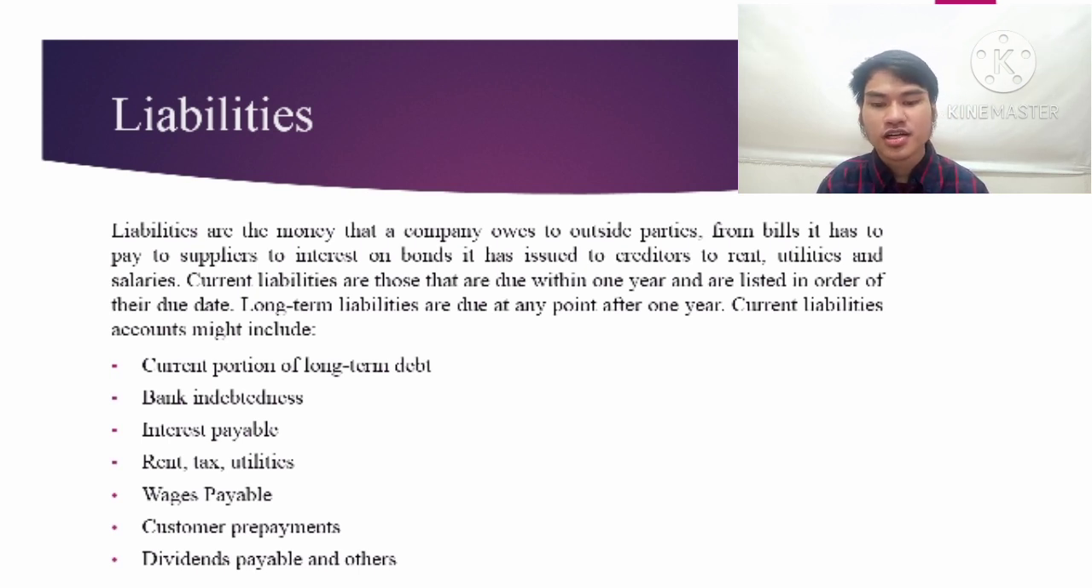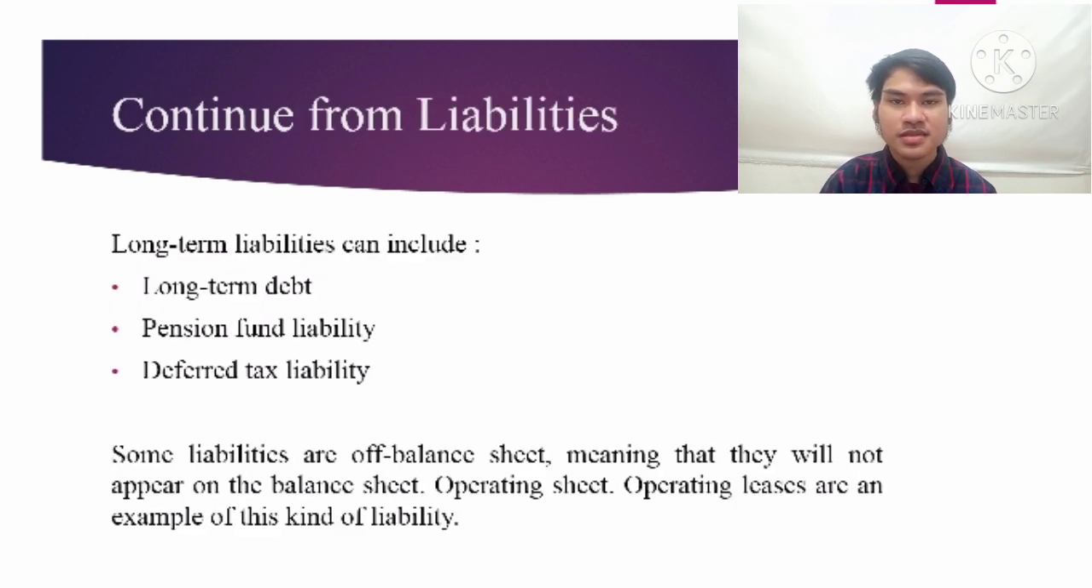Current liabilities accounts might include current portion of long-term debt, bank indebtedness, interest payable, rent, tax, utilities, wages payable, customer prepayments, dividend payables, and others. Long-term liabilities can include long-term debt, pension fund liability, and deferred tax liability. Some liabilities are off balance sheet, meaning that they will not appear on the balance sheet. Operating leases are an example of this kind of liability.